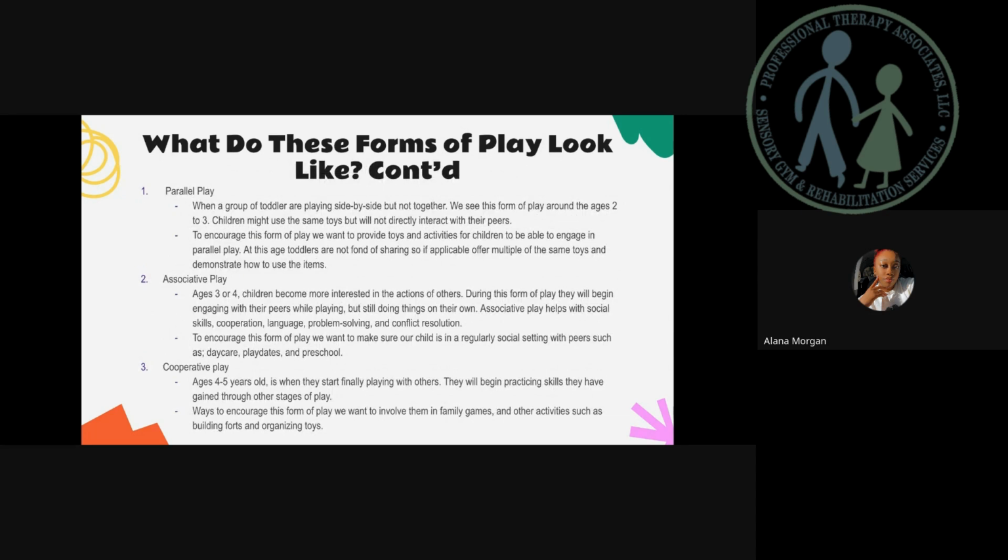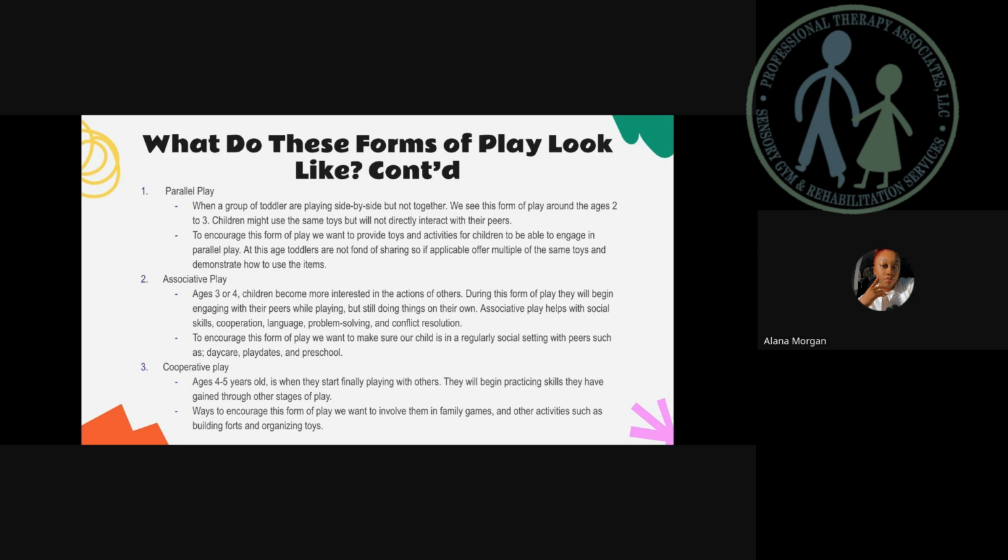Parallel play. When a group of toddlers are playing side by side but not together, we see this form of play around the ages 2 to 3. Children might use the same toys but will not directly interact with their peers. To encourage this form of play, we want to provide toys and activities for children to be able to engage in parallel play. At this age, toddlers are not fond of sharing, so if applicable, offer multiple of the same toys and demonstrate how to use the items.